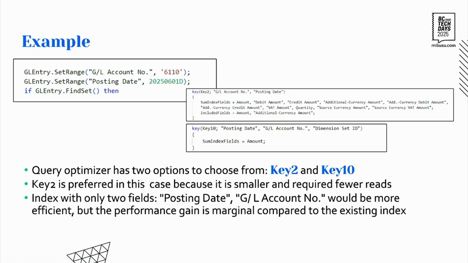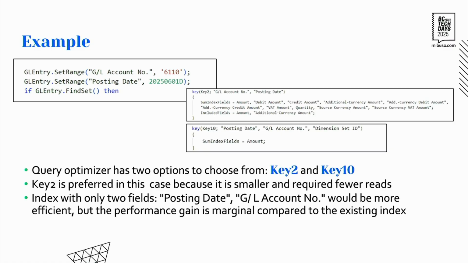The SQL Server Query Optimizer prefers this, key 10, right? Just because... key 2, actually. My bad, sorry. It prefers key 2 simply because it's smaller, and it requires fewer input-output, fewer discrete operations.